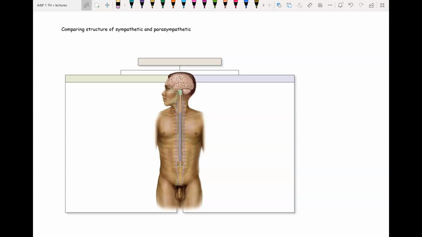Now that you know the basic structure of autonomic, we can start comparing the two divisions, the sympathetic and parasympathetic. So we're going to use green for parasympathetic, and we're going to use purple for sympathetic. That is consistent throughout your book, this color coding. So parasympathetic comes from the brainstem and the sacral region of the spine. So because of this, it is also called the craniosacral.